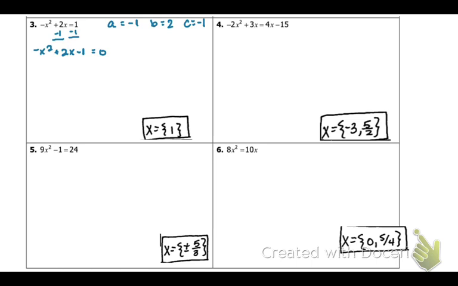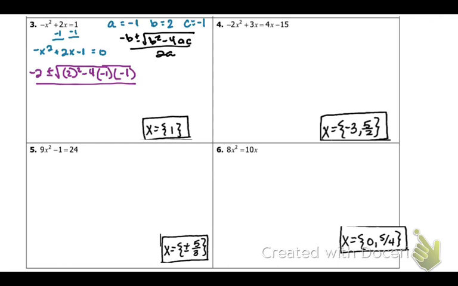Now my equation is negative b plus or minus the square root of b squared minus 4ac, all over 2a. Now I'm going to go ahead and substitute everything in. So I'm going to be left with negative b, but my b is positive, which means it's just one negative. So negative 2 plus or minus 2 squared minus 4 times a times c. So I have a whole bunch of negatives there. Divided by 2 times your a. So all I'm doing here is substituting.